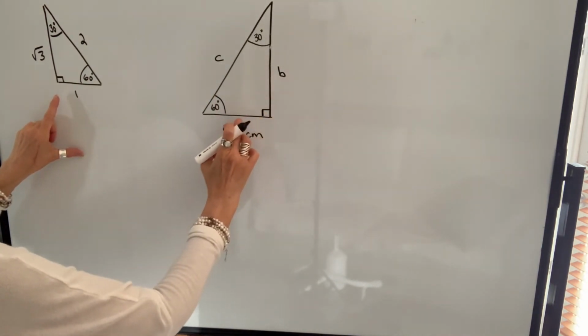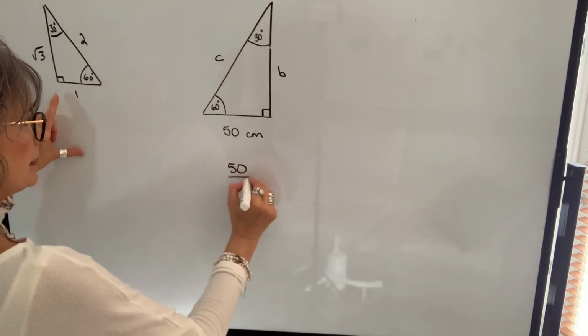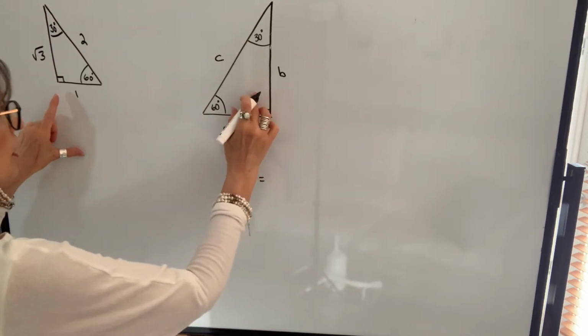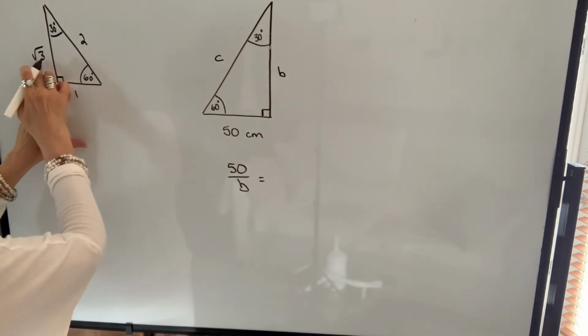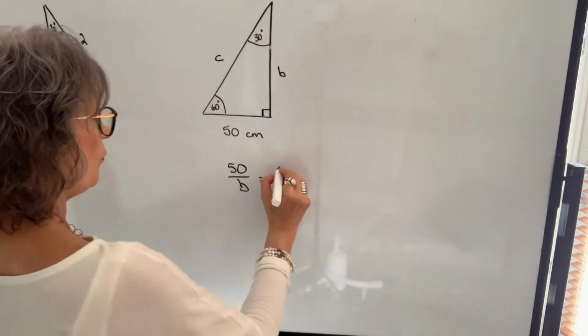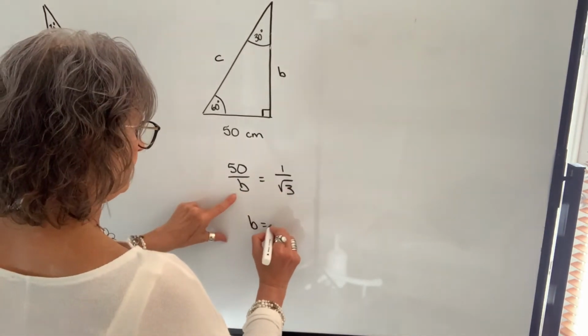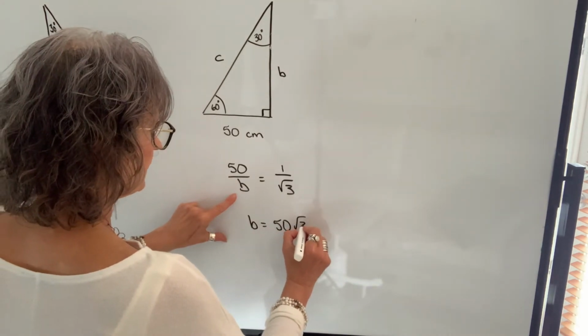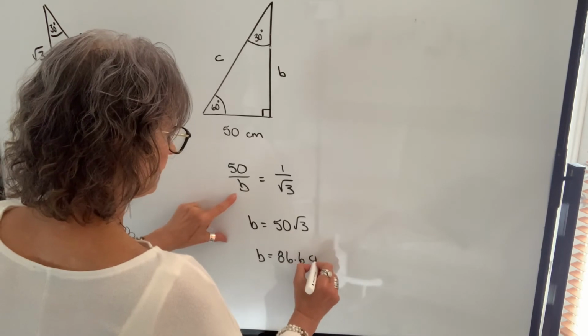So the ratio of this side to this side, 50 to B in this triangle, will be equivalent to the ratio of this shortest side to this medium length side. So 1 to root 3. When I solve for B, you can see that it will be 50 times root 3, which we already calculated to be 86.6 centimeters.